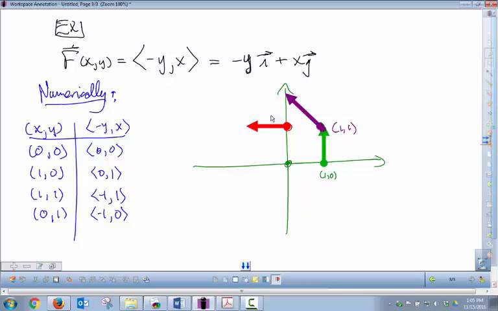Okay? Yes? What did you say about the outputs again? The outputs are vectors, and what we're going to do to try to look at it graphically is to put the tails of the vectors on the point that was their input.